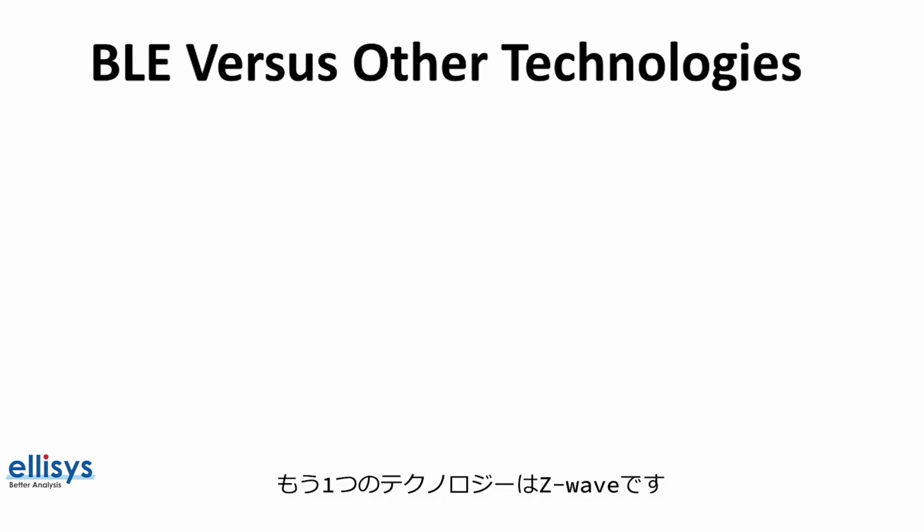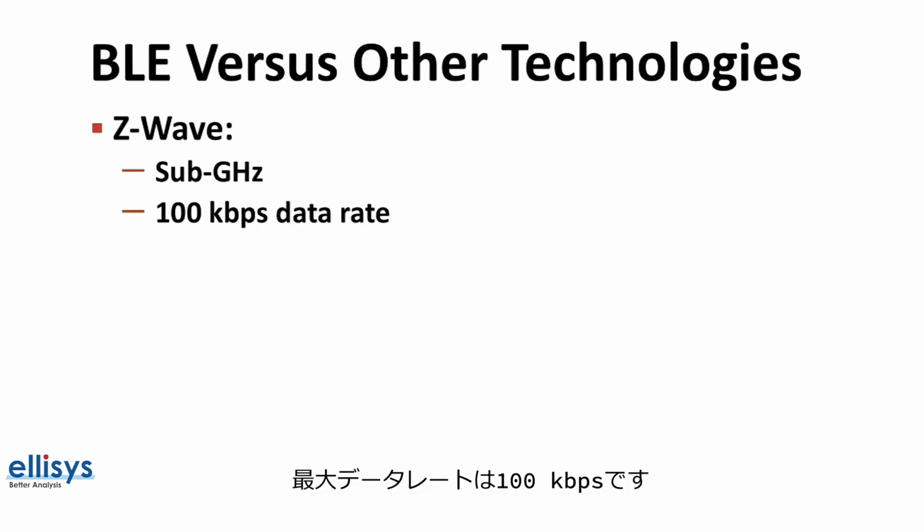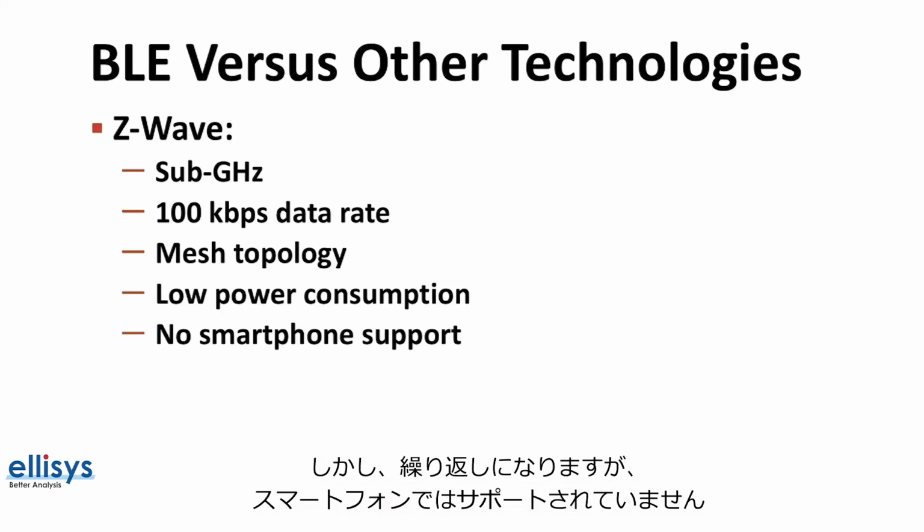Another technology is Z-Wave. Z-Wave operates in multiple frequencies depending on the region, all below 1 GHz or what's called the sub-gigahertz. It has a maximum data rate of 100 kilobits per second. It also fully supports mesh topology, has low power consumption, but again, it has no smartphone support.